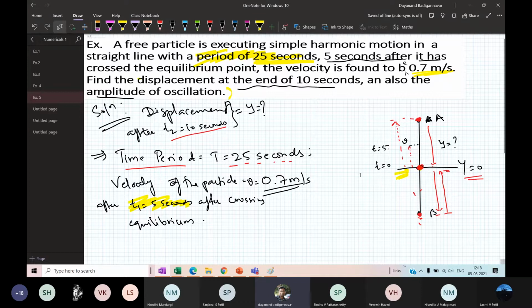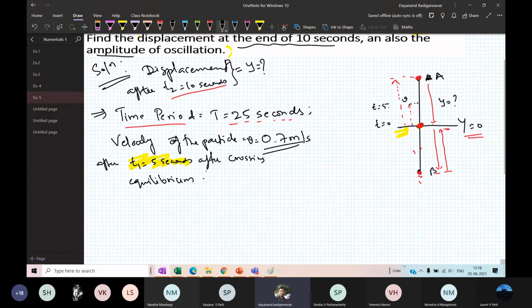With this information, you have to find the displacement. Now here there are two times. First, t1 equal to 5 seconds, where we have given you the velocity. And you have to evaluate the displacement after t2 equal to 10 seconds, given velocity 0.7 meters per second after 5 seconds. You know the displacement equation for a SHM. Many times I have given it to you.